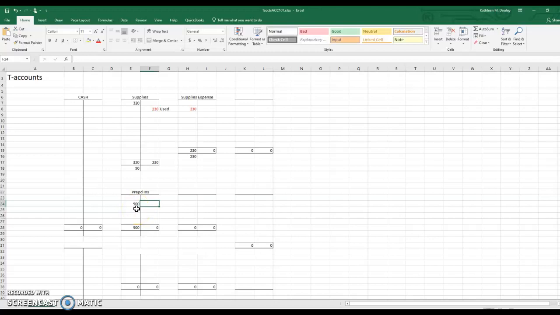Okay, now it's at the end of the month and we have used some of that insurance. How much did we use? So we're going to take the amount that we paid for the policy, and we're going to divide it by how many months it covered. And so 900 divided by 6 equals 150 per month.